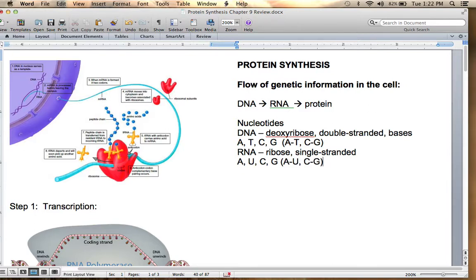So this is important because part of this process of going from DNA to RNA is you look at a DNA strand and you make a complementary RNA strand according to base pairing rules. But since RNA doesn't have thymine, you sub out the uracil for the thymine that would be in the complementary strand of DNA. So I'll give you an example of that. And this actually is the first step. This is step 1, transcription.